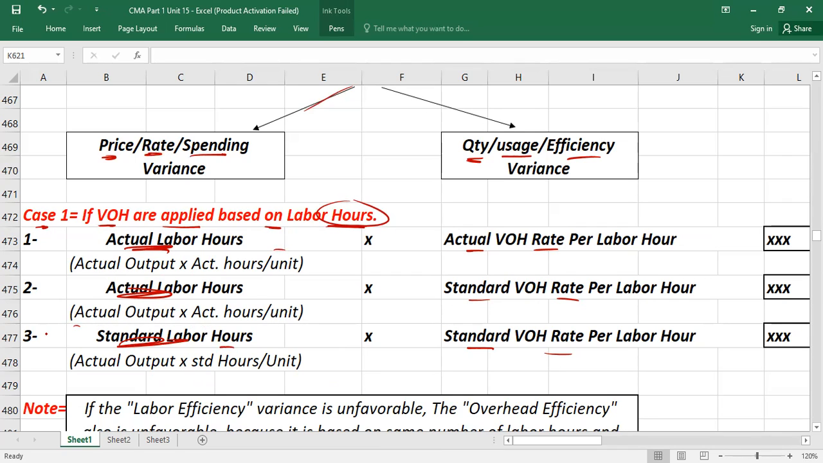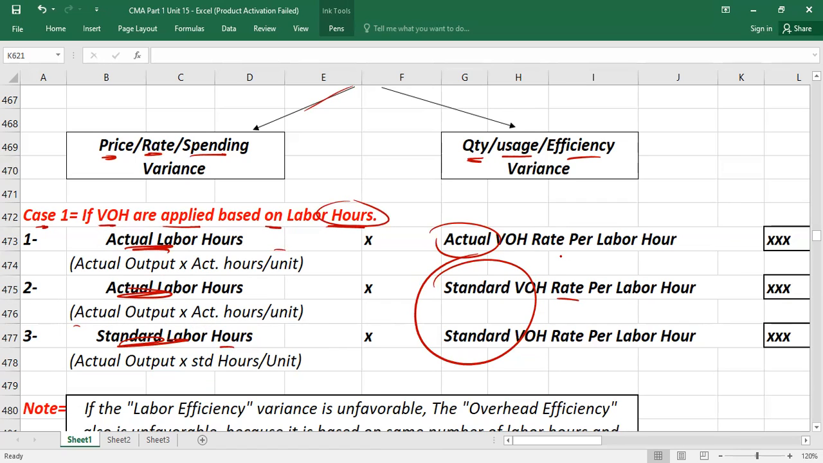Now here, this side. This side is what? We have to calculate what? Actual rate per hour. Machine hour, labor hour, whatever. Second line, what was standard rate per hour. Third line is also standard rate per hour. It means there are two types of rate I'm using in these 3 lines. One is actual and second is standard rate.